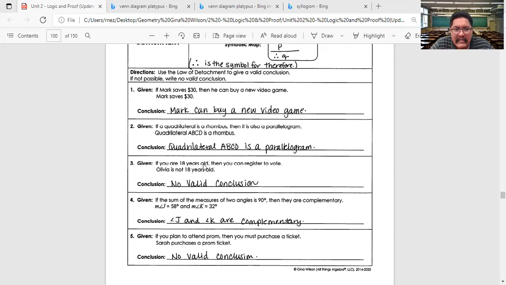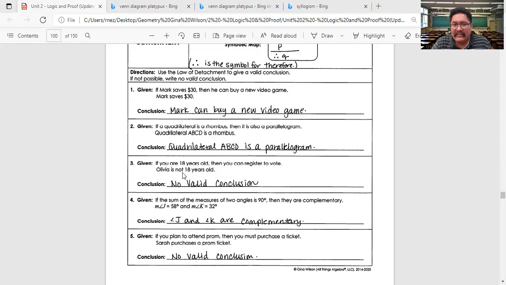So if you are 18 years old, then you can register to vote. All right, well, Olivia is not 18 years old. Now you might think, well, that kind of makes sense. Wouldn't it just be then Olivia cannot vote? But that one doesn't work out the same way, because if you look at the second one, it's been negated. It has a not in there. So in this case, Olivia is not 18 years old.